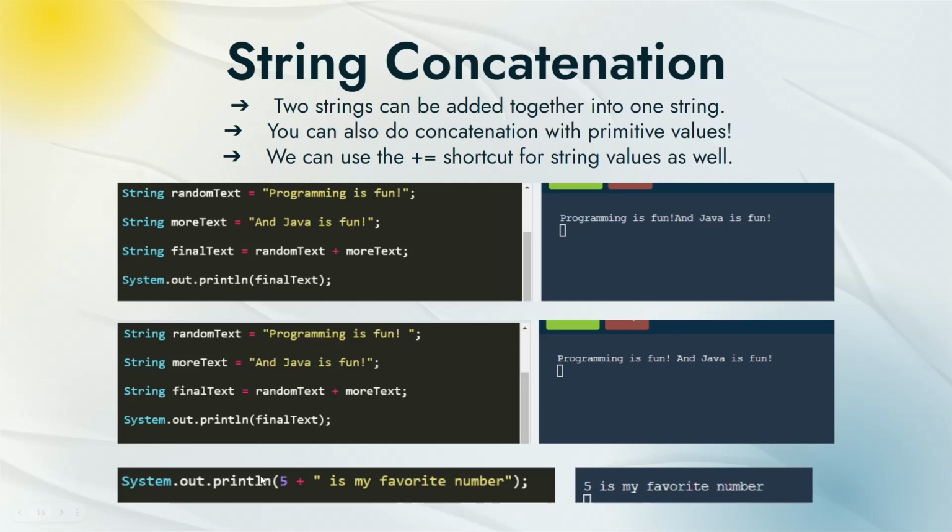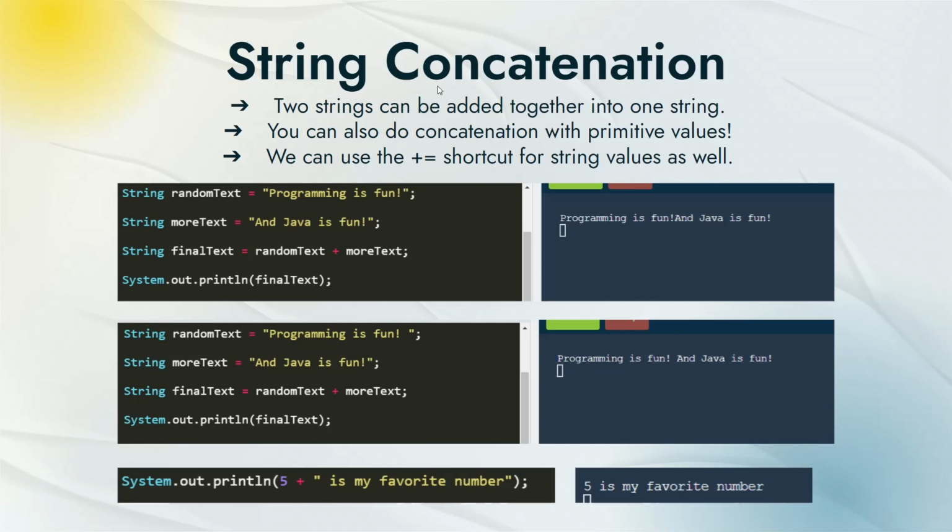So you can just say System.out.println. Like I said, you can use primitive values. It doesn't have to be a string. 5 plus a space plus "is my favorite number", because Java doesn't add the space. So I said 5 plus space is my favorite number, and that outputs "5 is my favorite number", because Java doesn't add any space. So I added the space.